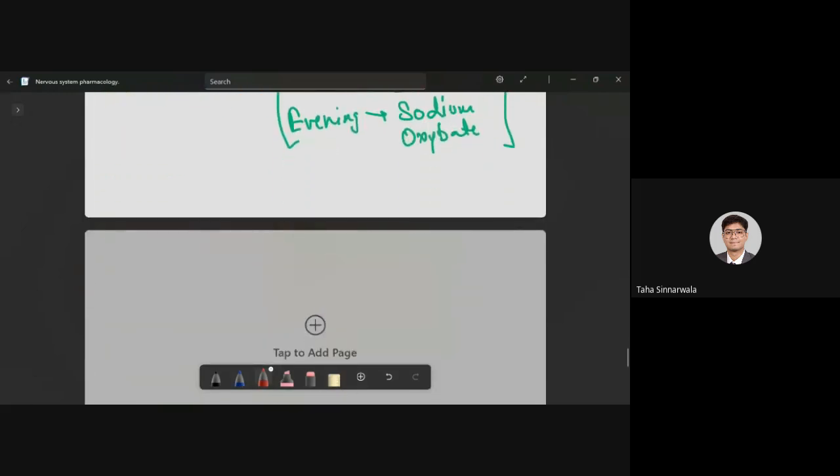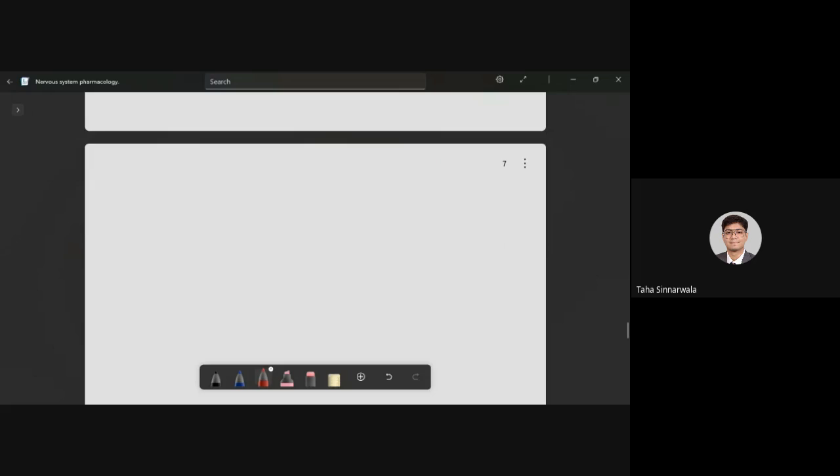Okay. Now, the next medication that we have is what you guys mentioned a lot, the non-benzodiazepine sleeping medications. So, non-benzo sleep medications.